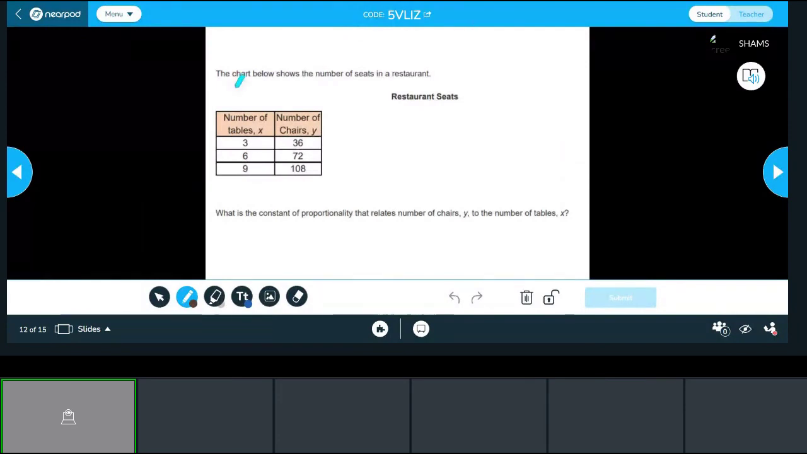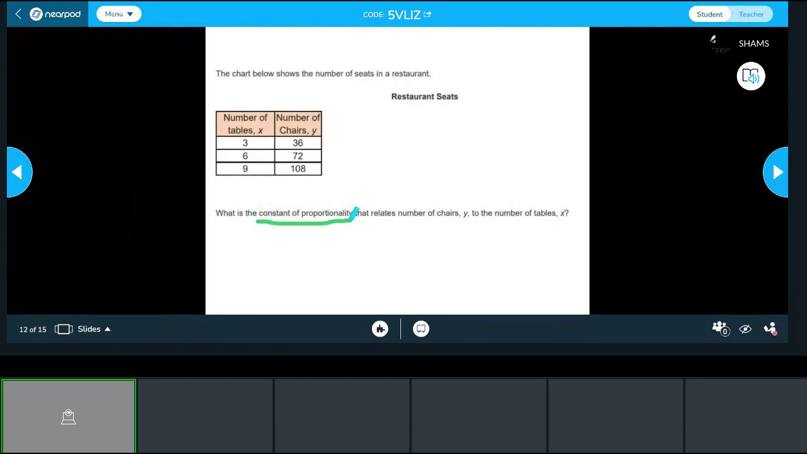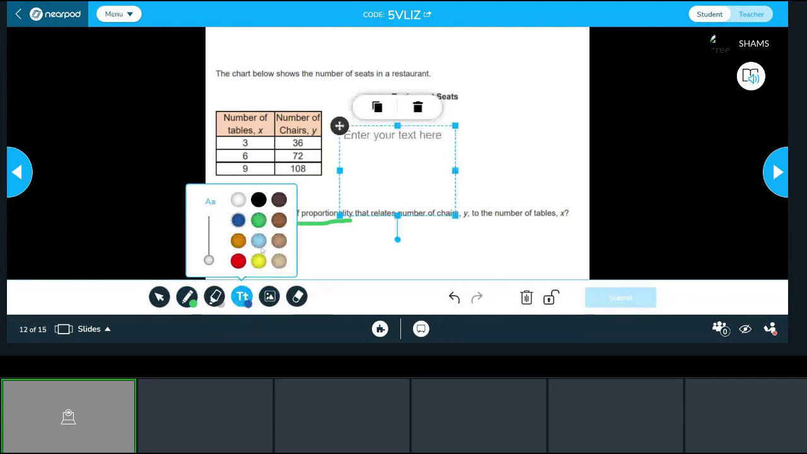The chart below shows the number of seats in a restaurant. So number of tables and number of chairs. So 3 tables, 36 total chairs. 6 tables, 72 total chairs. 9 tables, 108 total chairs. You want to find constant of proportionality. What does that mean in this case? Let's go ahead and see.